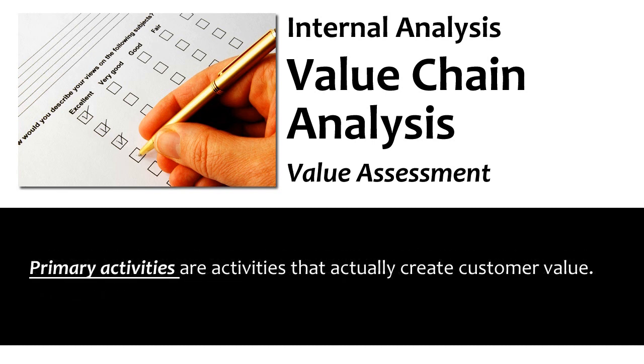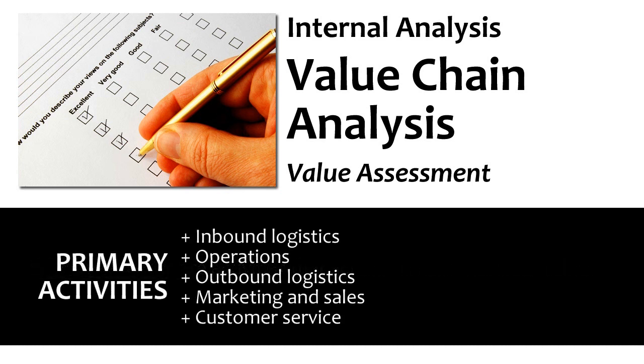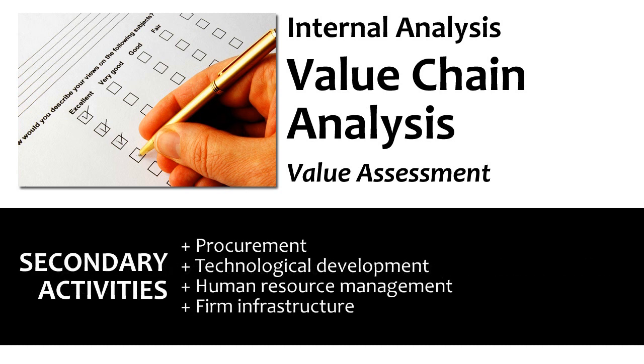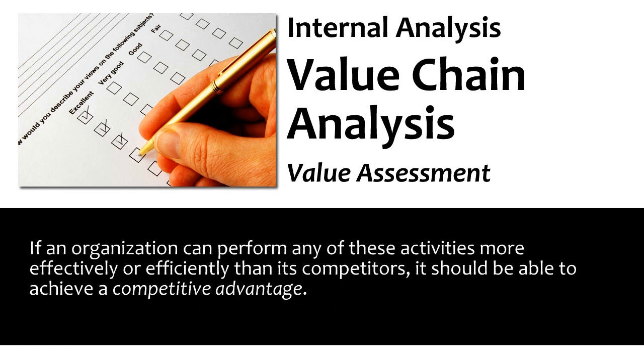Primary activities are those that actually create customer value. These activities include inbound logistics, operations, outbound logistics, marketing and sales, and customer service. Support activities provide support for the primary activities as well as for each other. These activities include procurement, technological development, human resource management, and firm infrastructure. If an organization can perform any of these activities more efficiently or effectively than its competitors, it should be able to achieve a competitive advantage.